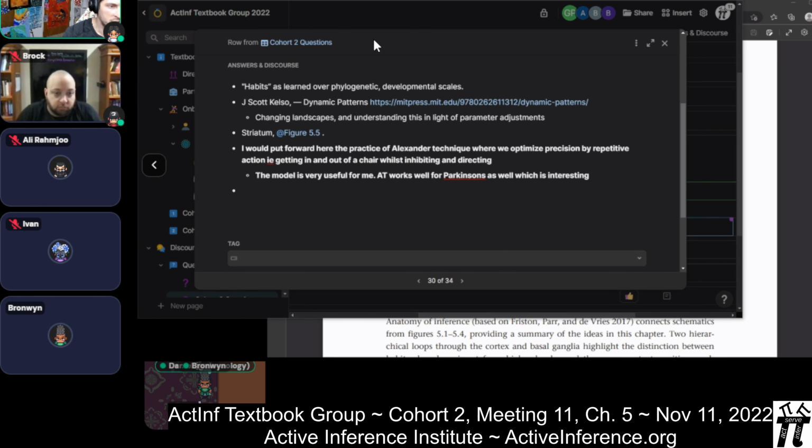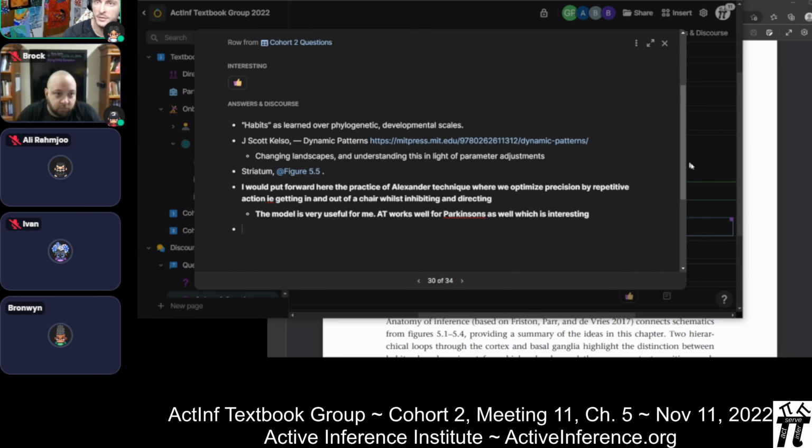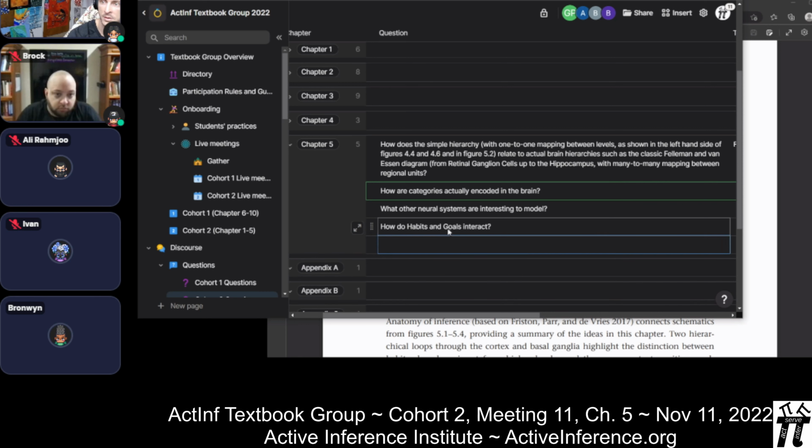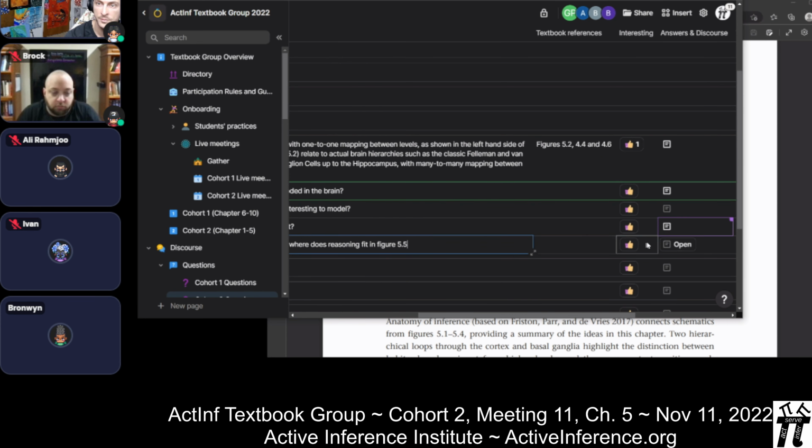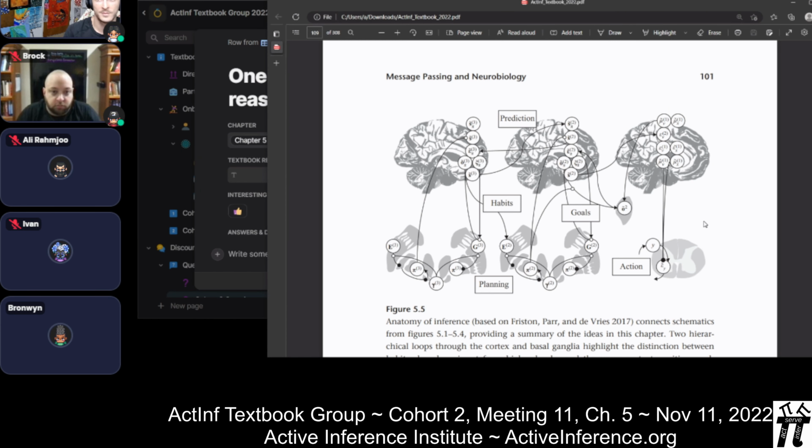One question for me is, where does reasoning fit into figure 5.5? The gears of thought. Where's the transmission and the carburetor? Those are great questions.